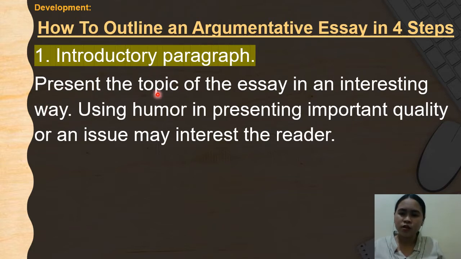You're going to present the topic of the essay in an interesting way, using humor, presenting an important quality or an issue that may interest the reader. Kasi nga, when you use humor, you may interest the reader. And when the reader is already interested in the first part of your paragraph, mas lalo nilang gugustuhin na basahin pa yung inyong writing until matapos nila yon.